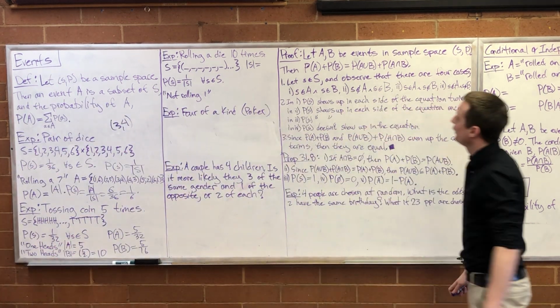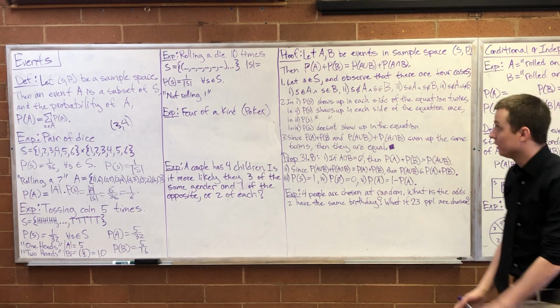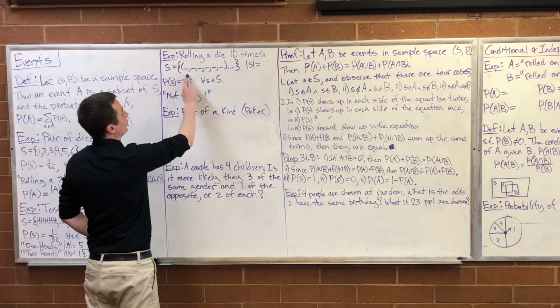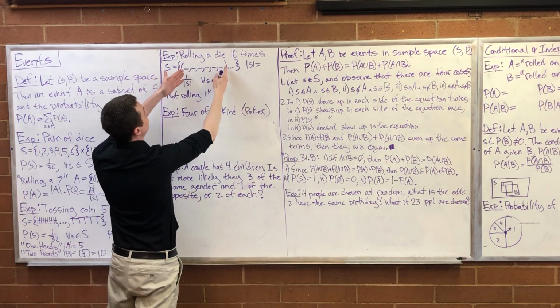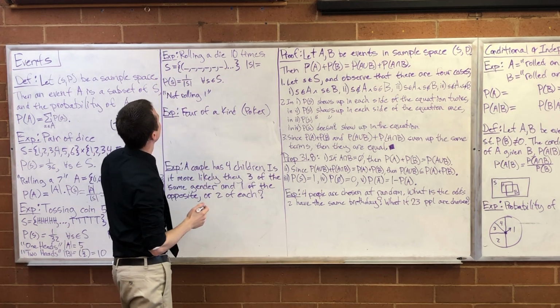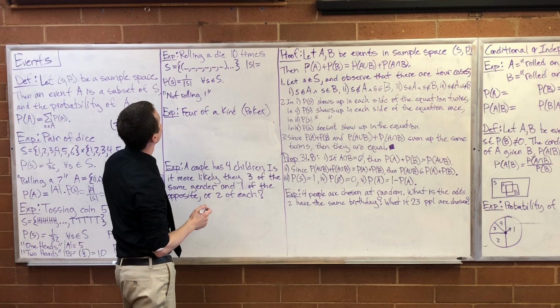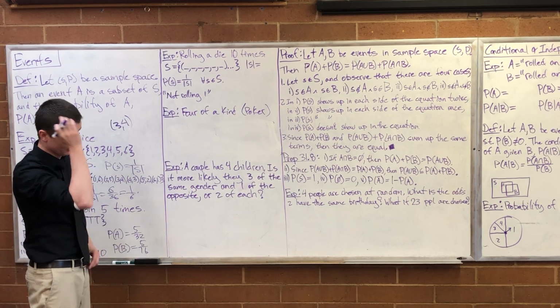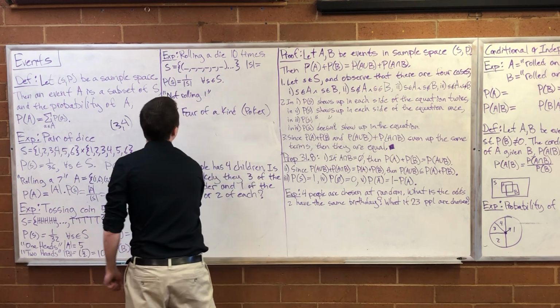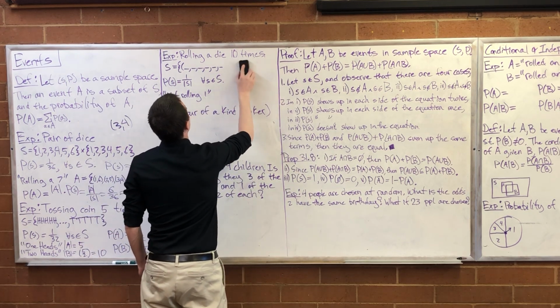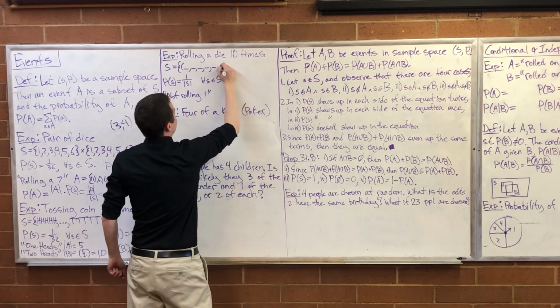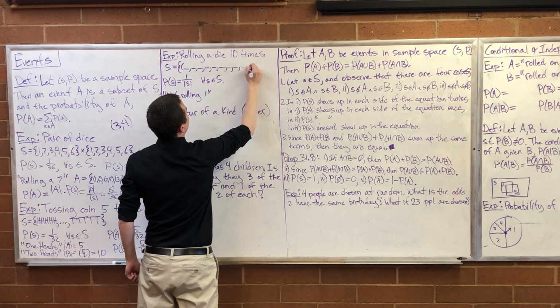Okay, so let's move on to the next one. Now we're looking at rolling a die 10 times. So what does S look like? S is the set of ordered 10-tuples. Why did I only do 6? Because it's 6 cross 6, 10 times, right? So you have 10 spaces: 1, 2, 3, 4, 5, 6, 7, 8, 9, 10.